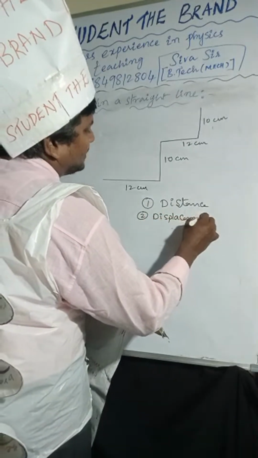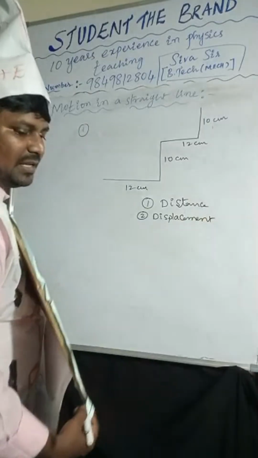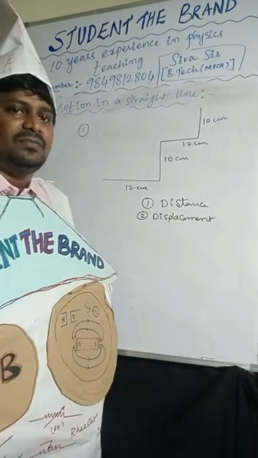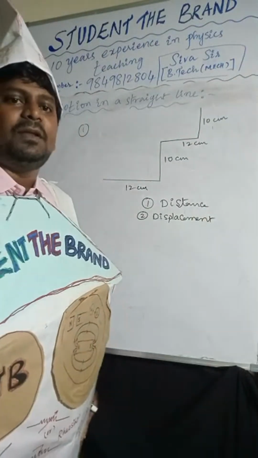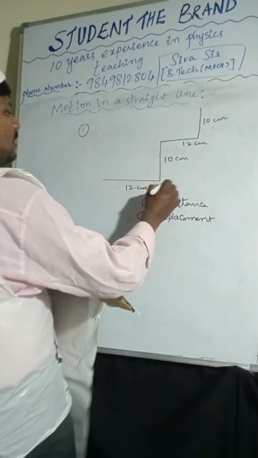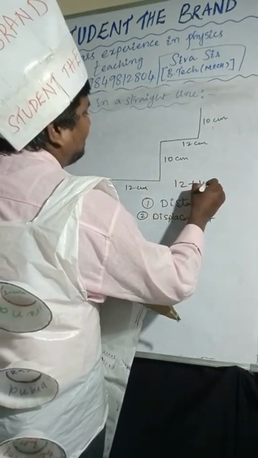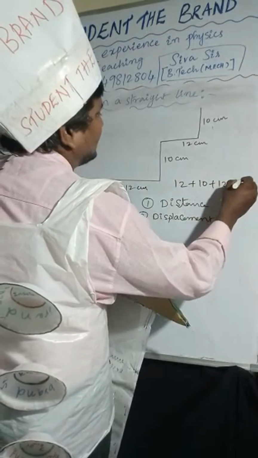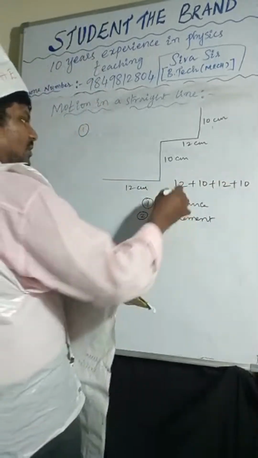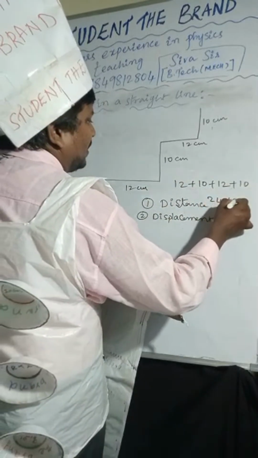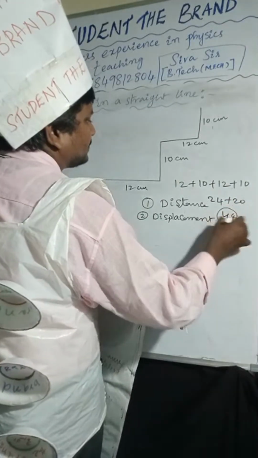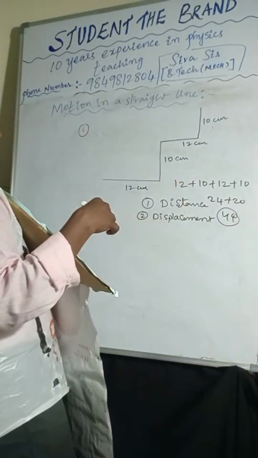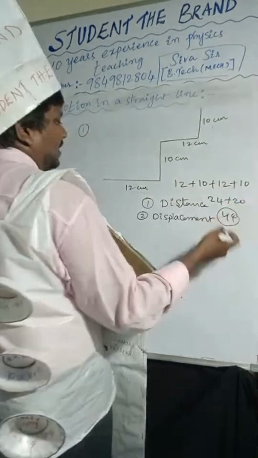What is the distance? We have to add everything. Distance means simply we have to add everything. So 12 plus 10 plus 12 plus 10. So 24 plus 20. How much? 44. Yes or no? So yes, 24 plus 20 is 44.